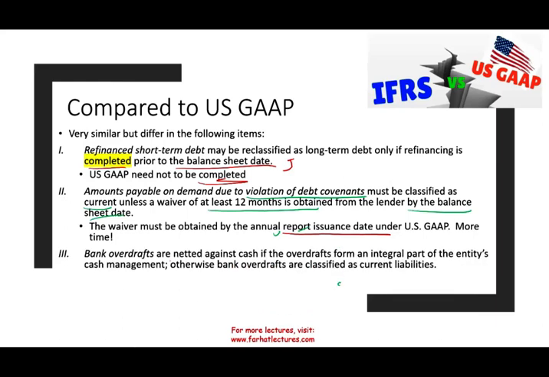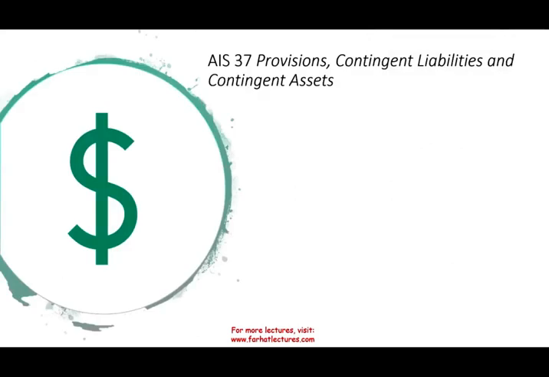Bank overdrafts are netted against cash if the overdraft forms an integral part of the entity's cash management. Otherwise, the bank overdraft is defined as a current liability. Well, under US GAAP, bank overdrafts are always current liabilities. So this is basically a comparison between the two. But let's talk about what we need to talk about.